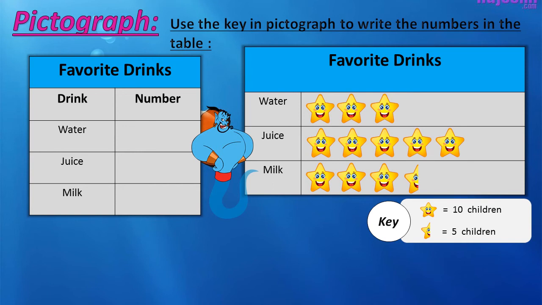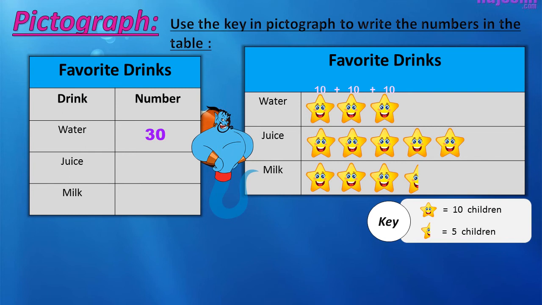Okay. Here in the first one, he wants me to tell how many children choose water. From the key, 1 star means 10 children. In the water, I have how many stars? 3 stars. So I have 10 and 10 and 10. So 10 and 10, 20, and 10 more, 30. Right? So we are going to write immediately 30 beside the water.